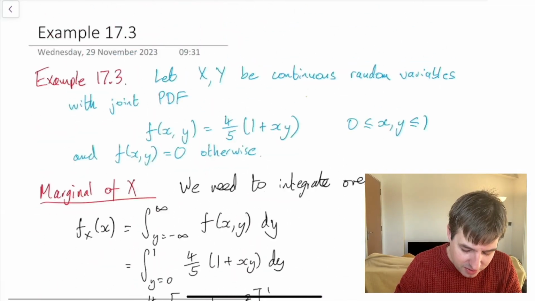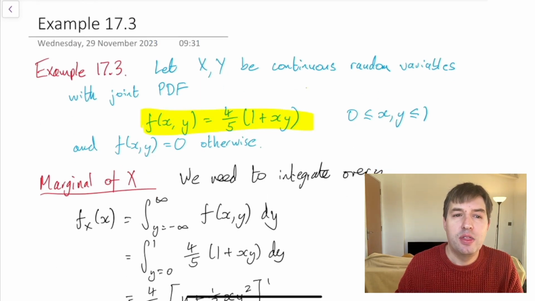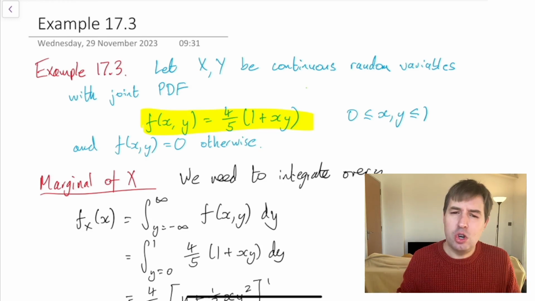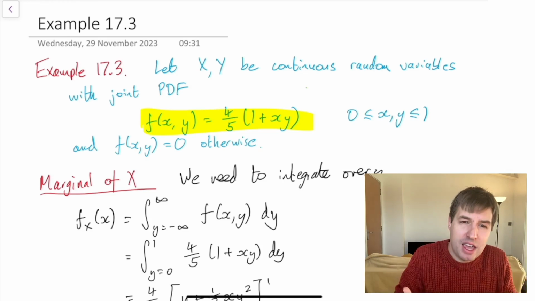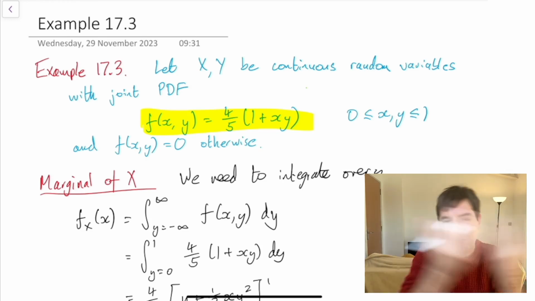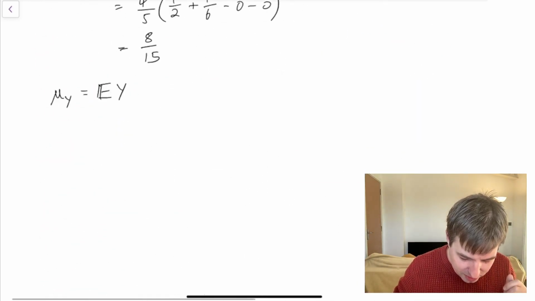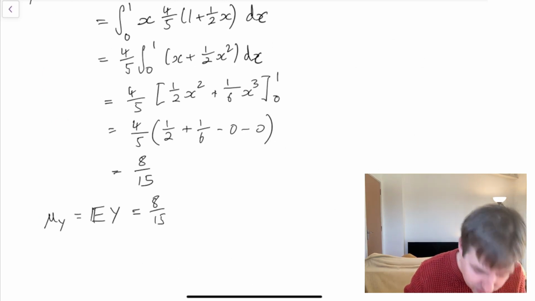However, in this case, we can also see that if we look at the original PDF up here, that is symmetric under x and y. Like if we swap the roles of x and y, we'd still have 4/5 1 plus xy. I guess it would be 4/5 1 plus yx. So there is a shortcut here, which we say that, well, the marginal for x and the marginal for y must be the same thing, because it's all symmetric in swapping y and x, and thus the expected value must be the same. So if you understood what I've said there about symmetry between x and y, you can see that this must also be 8/15 for the same reason.